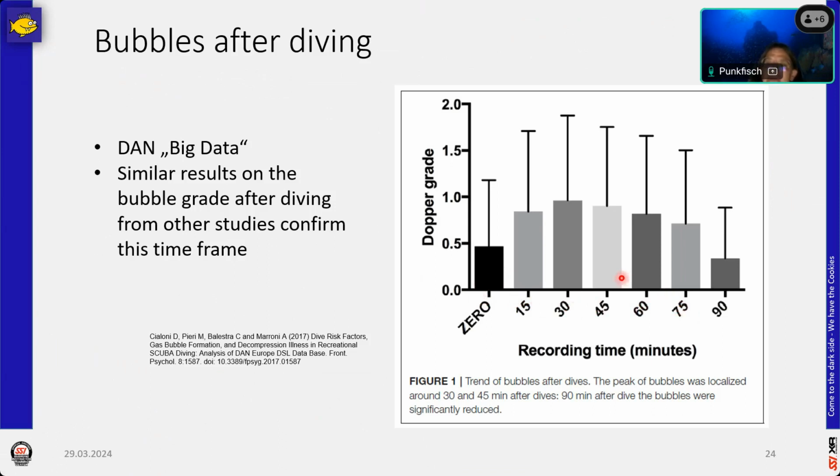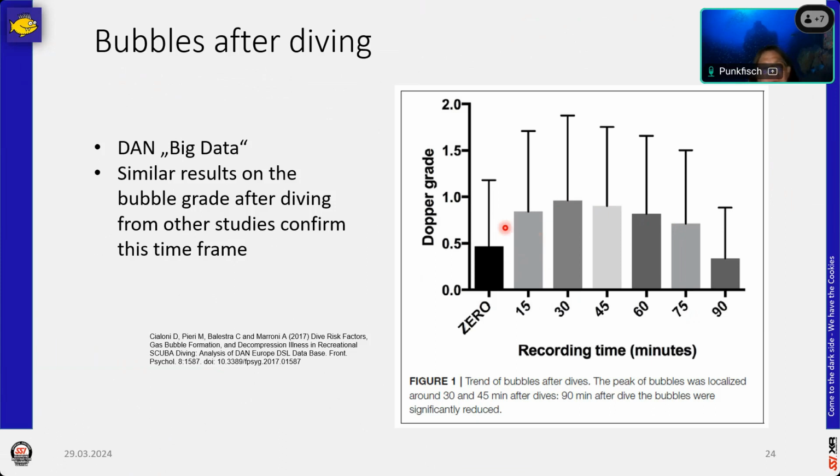And what you can see here very nicely is that the amount of bubbles increases in the first half hour after the dive and reaches a peak after 30 to 45 minutes. And just then the bubble count starts to decrease again. And this is a very common observation in a lot of different scientific studies. We don't come out of the water with a lot of bubbles. We have a lot of bubbles just half an hour later when we have them. Not everyone, not after every dive, yeah? But the highest risk of having bubbles is half an hour after the dive.